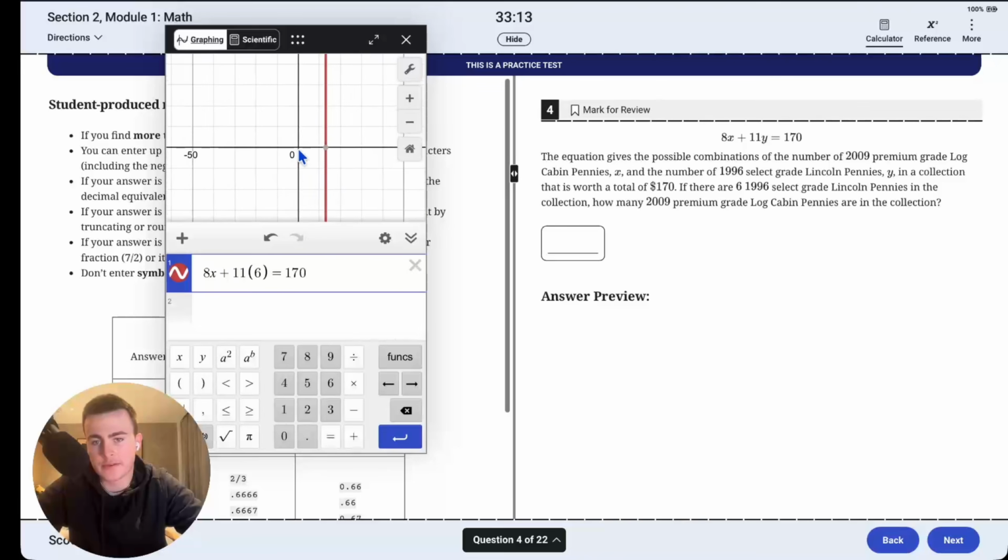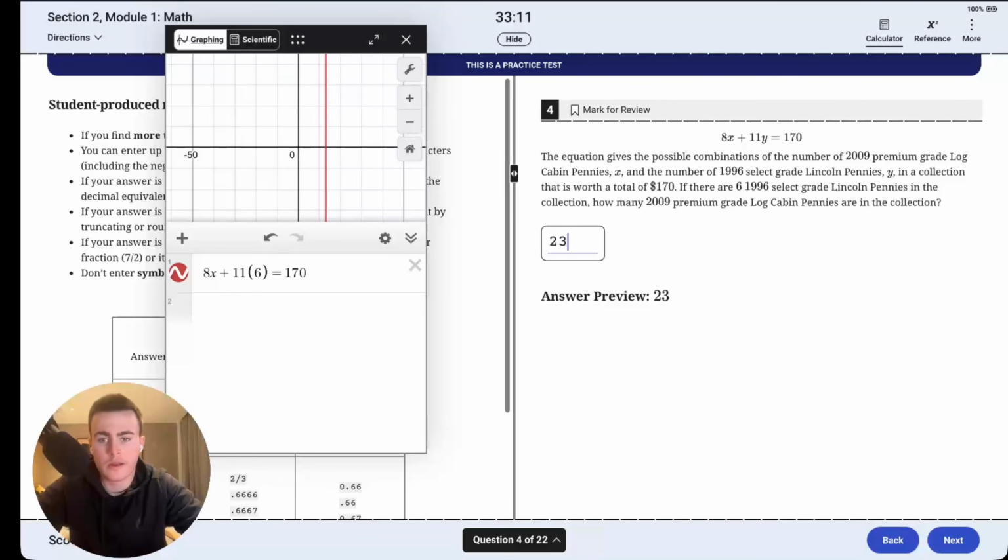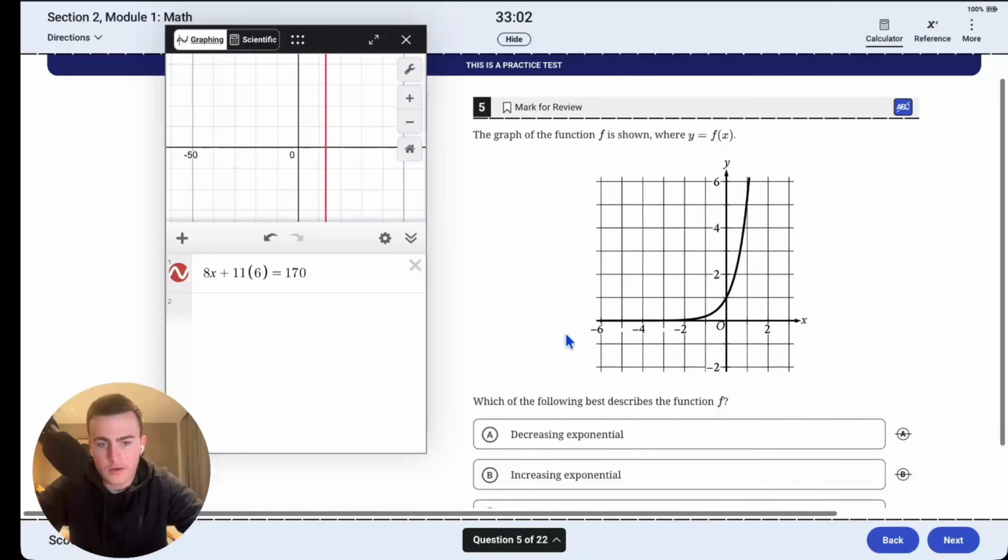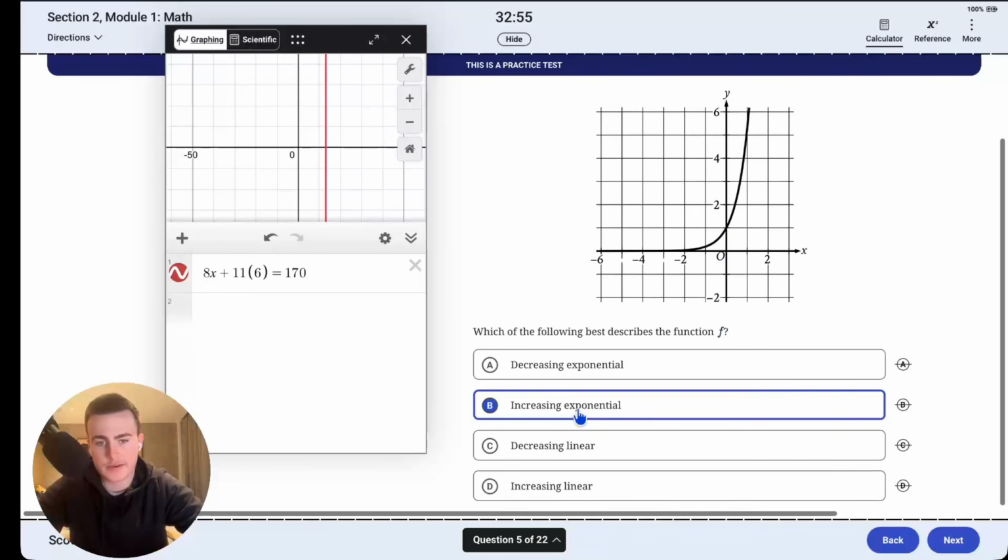That's just the X value. So you can just plug it in. It should be 13. Not 23, 13. Let me do this in my head to verify. Yeah, that's correct. Okay, move on. What describes the function f? Well, it's clearly an upwards curve like that, and it's increasing, so just increasing exponential.